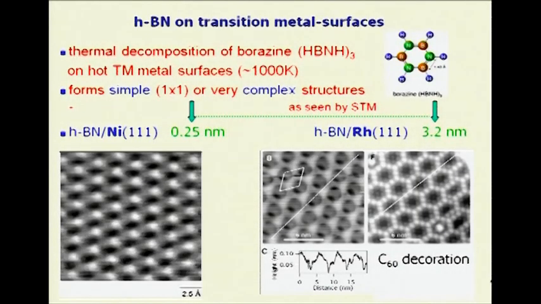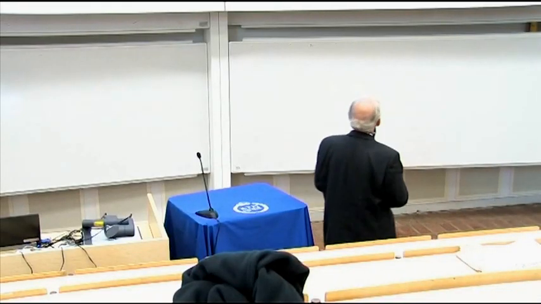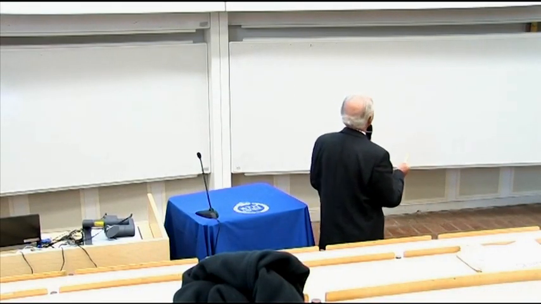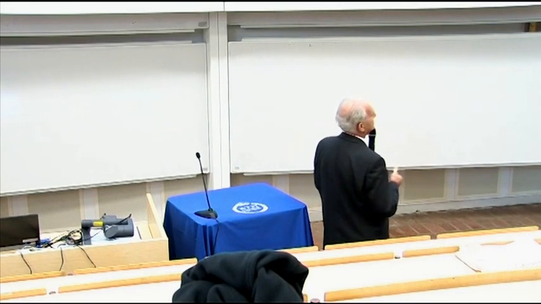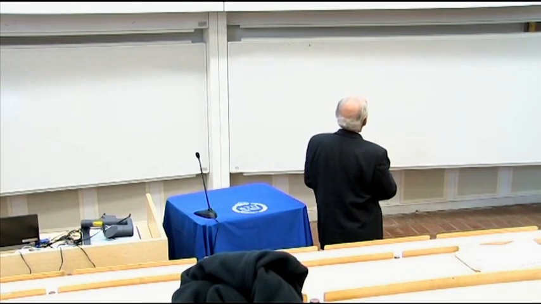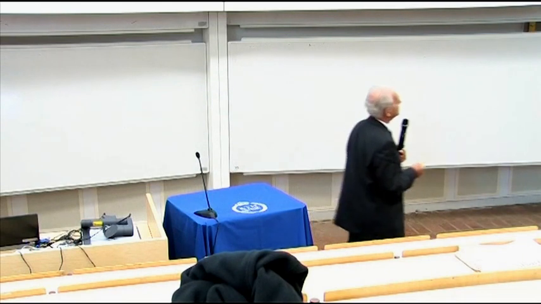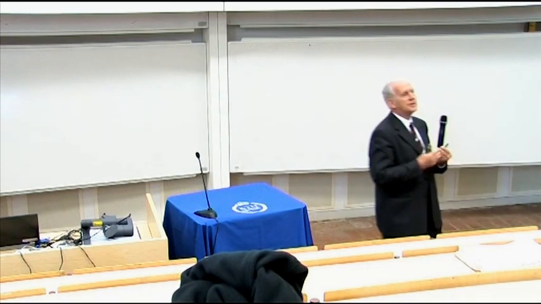Let me show you one example which I mentioned, that you can really go to a very large system. The example I've chosen is this: if you have borazine, this molecule, and put it on transition metal surfaces, on hexagonal surfaces, then they form very ordered structures. And the interesting part is, if you put them on nickel or on rhodium, the periodicity of these structures varies by an order of magnitude. So you have 2.5 angstrom or 32 angstrom periodicity. So they're very different. Why are they different?